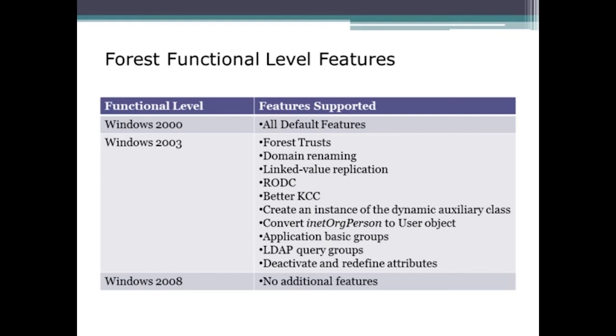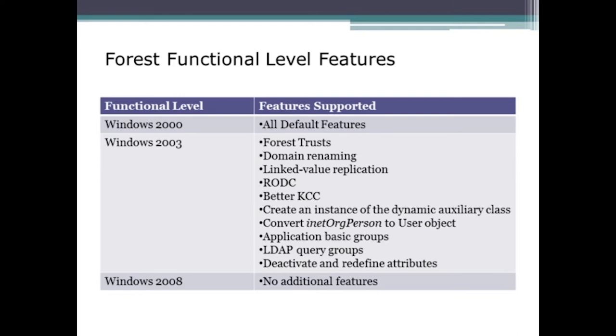But in Windows 2003, a big jump there, we got the Forest Trust, which we'll talk a little bit about. The ability to rename our domains. To have linked value replication, the read-only domain controllers, a better working knowledge consistency checker, or KCC, to be able to create an instance of the dynamic auxiliary class, to convert the inetOrgPerson to a user object, the application basic groups, the LDAP query groups, and to be able to deactivate and redefine attributes within our schema. Big changes there between the 2000 and 2003. And of course, like I said, with 2008, we didn't see any additional features.